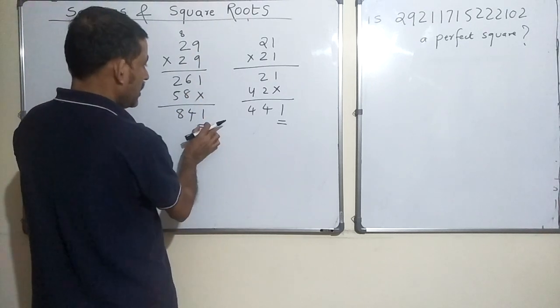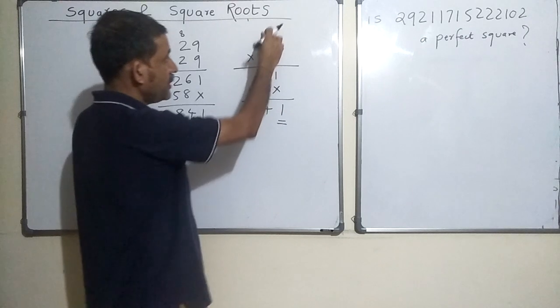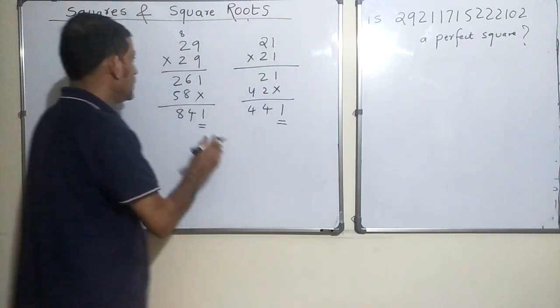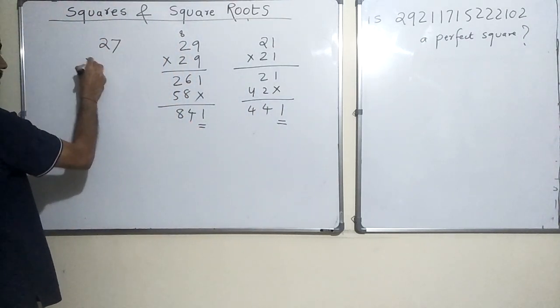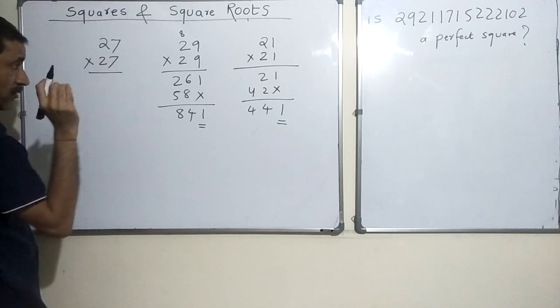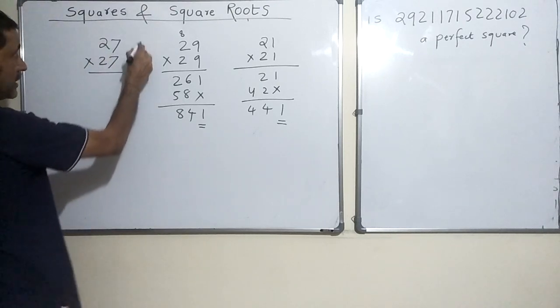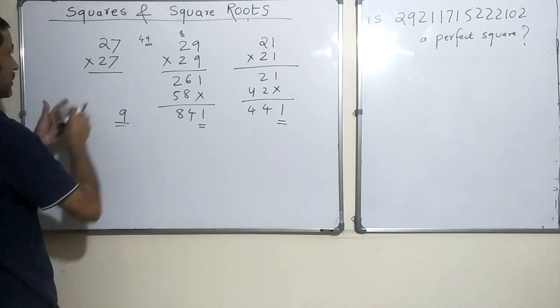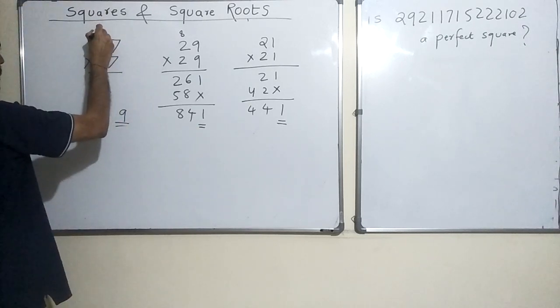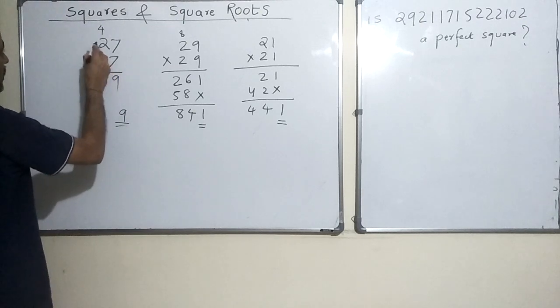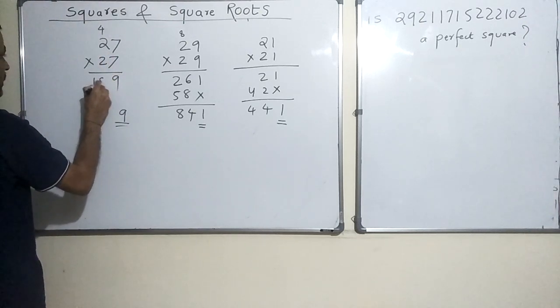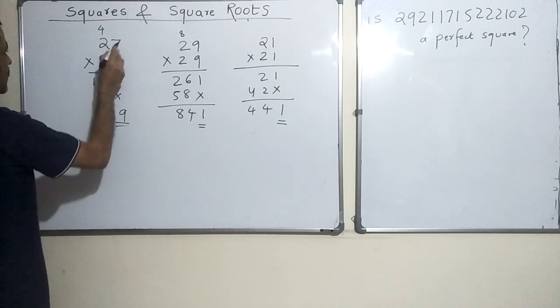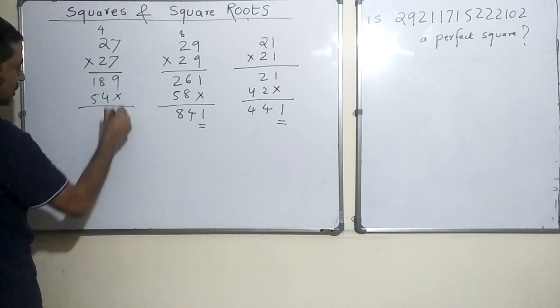So just by multiplying the last digits, 9 nines are 81, the 1 would be the last digit of this. Similarly, 1 into 1, the last digit would be 1. Similarly, if it is 27 square, 7 sevens are 49, so the last digit of this square should be 9. Let's see. 7 sevens are 49, 7 twos are 14, 18, and 54. See this? 9 has come.